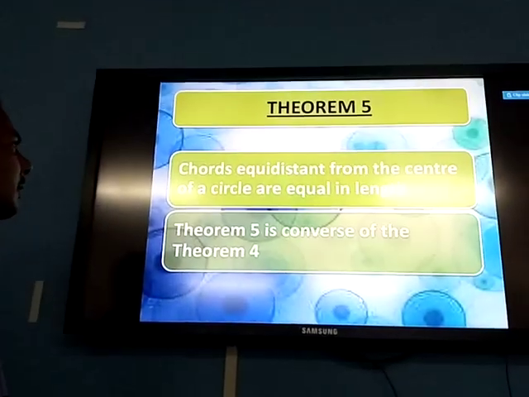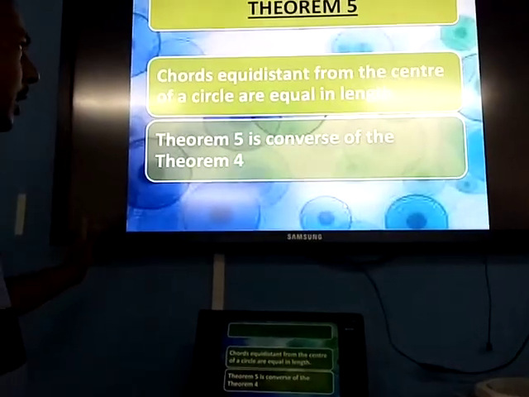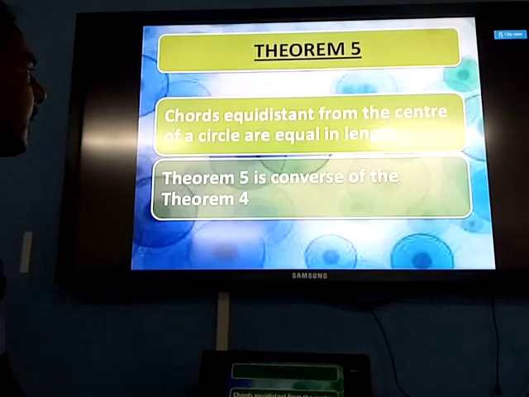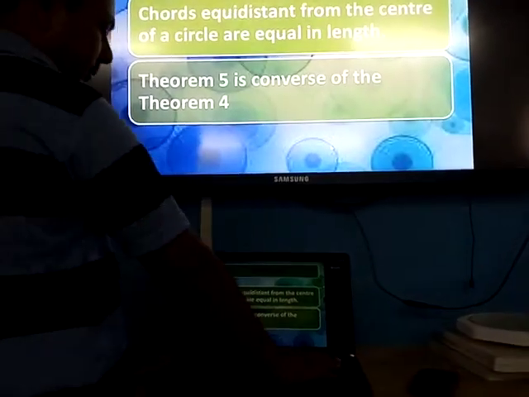Chords equidistant from the center of a circle are equal in length. It is proved before that chords equidistant from the center of a circle are equal in length.